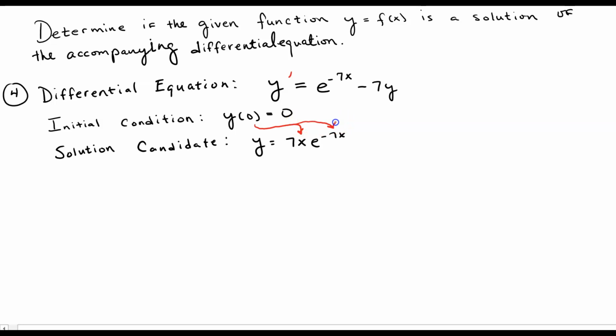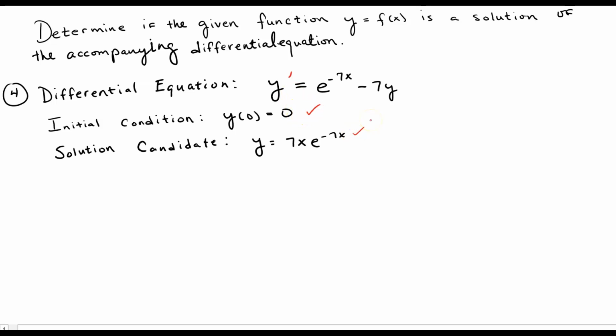right in here. It really doesn't matter what e to the negative 7 times 0 is. In this case, e to the 0 is 1, but the 7 times 0 is 0, so it yields 0. So the initial condition is met by the solution candidate. Just know that that checks off.